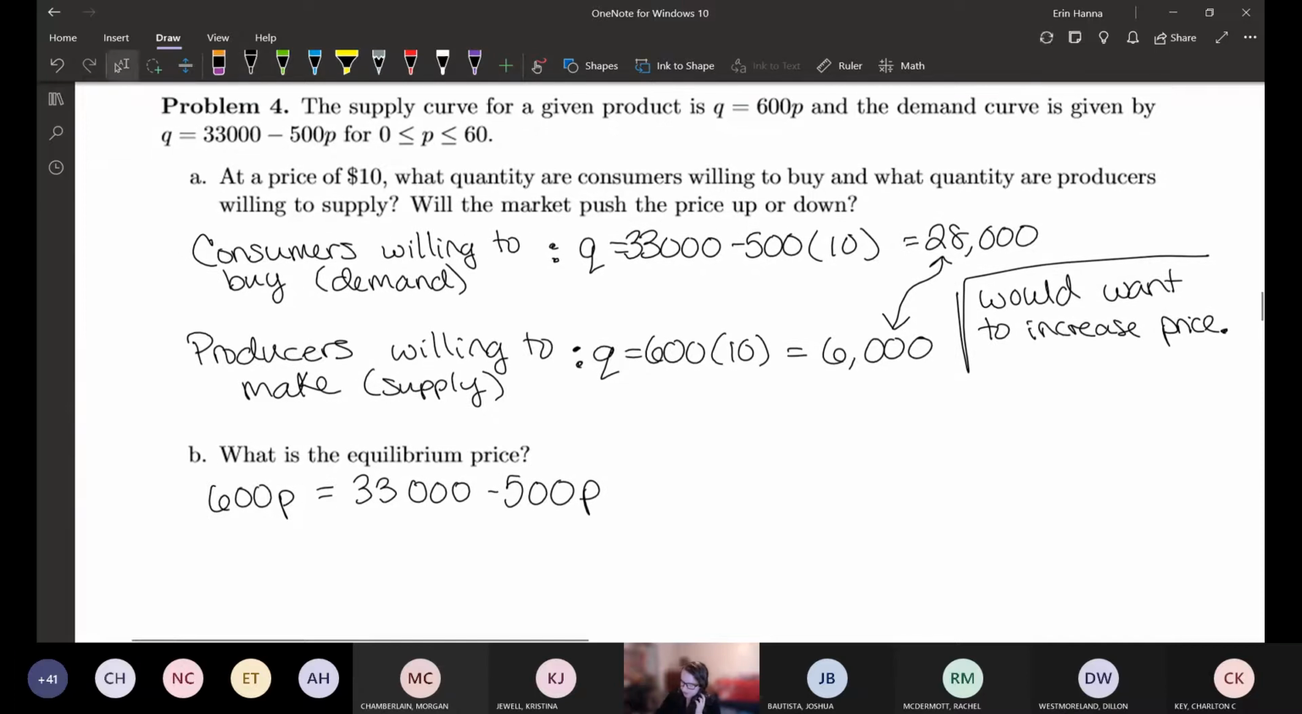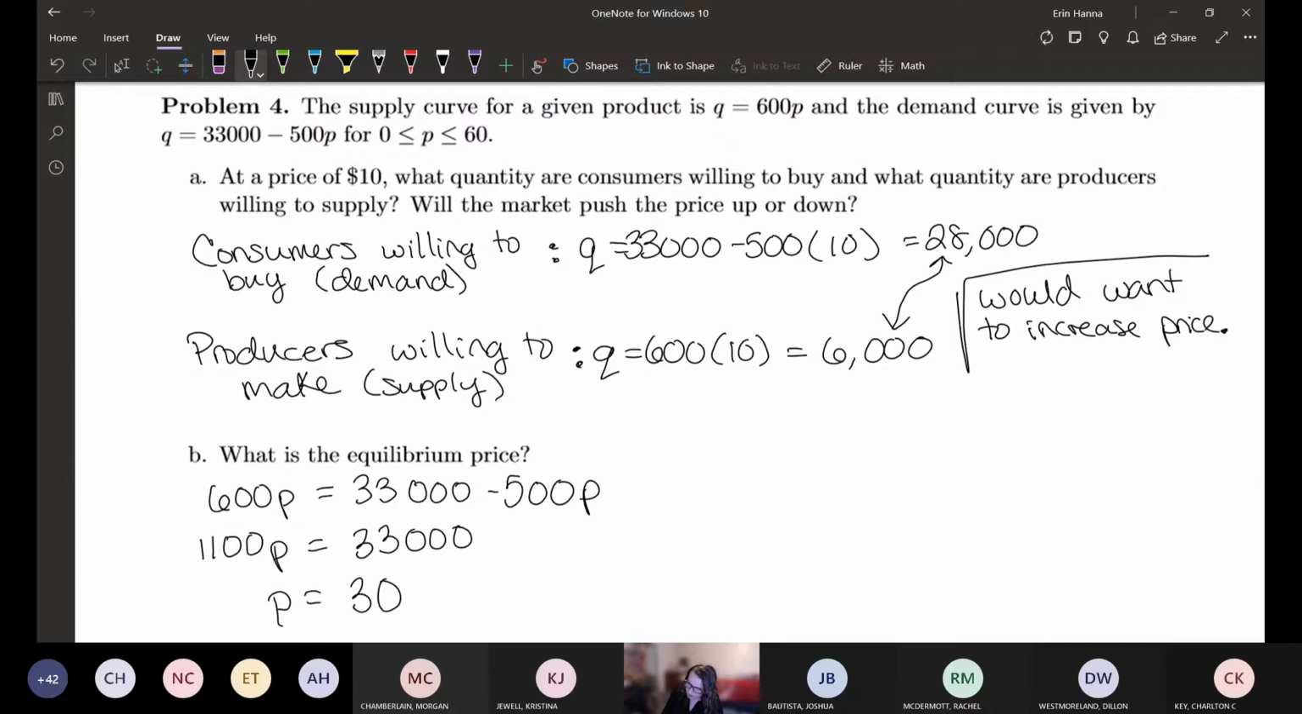So if we set these two equal to each other, we can add the 500 over to the other side, get 1100p equals 33,000. Divide both sides by the 1100. That doesn't look like a 0.